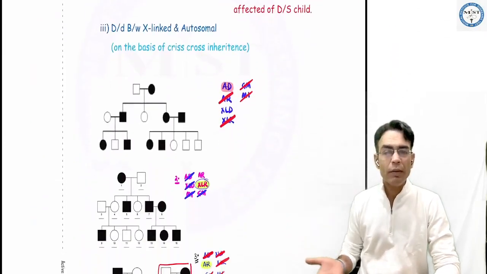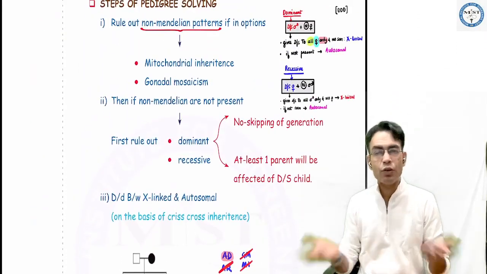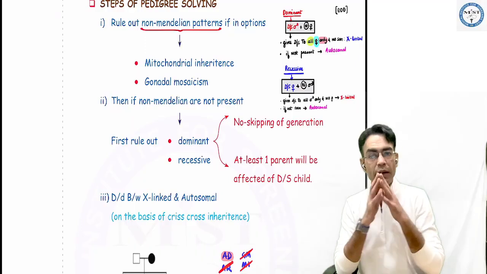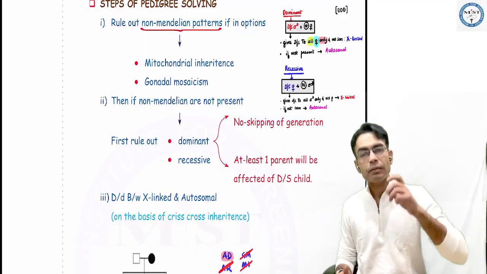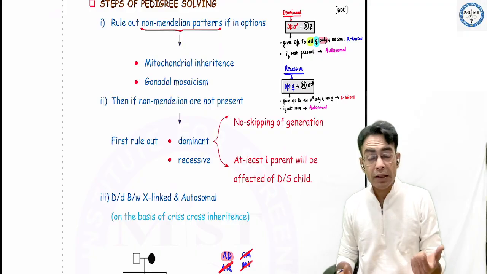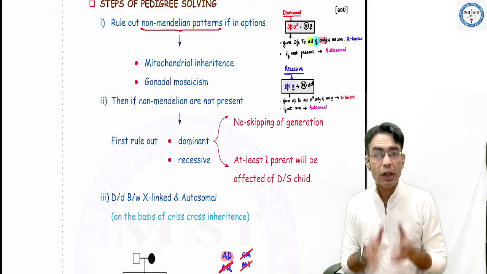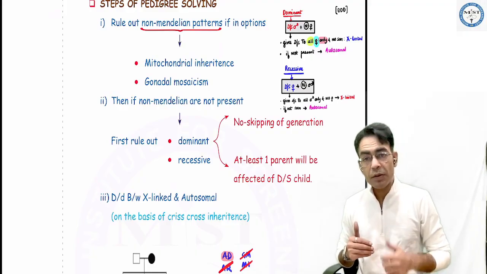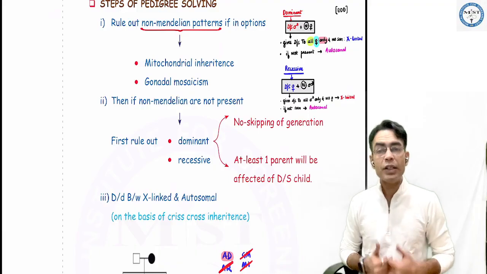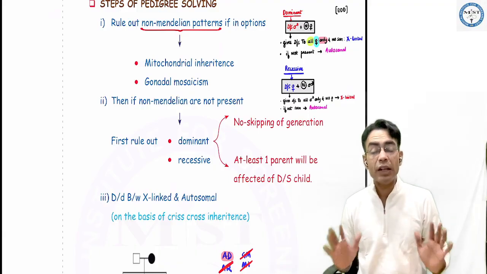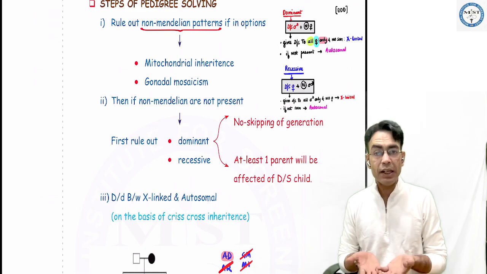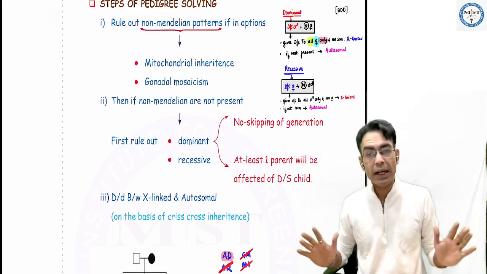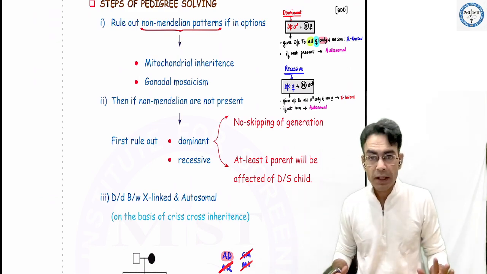And for pedigree solving, beta, rules you have to learn and the rest you can apply. First of all, whenever a pedigree comes, you see the options. When you're seeing the options, if there is a non-Mendelian pattern there, try to rule out the non-Mendelian one. How? If the disease is transmitting in all or transmitting to none. All or none phenomenon is seen with non-Mendelian. If you are seeing probability in a pedigree chart, it's a Mendelian pedigree. It can't be non-Mendelian. Okay?